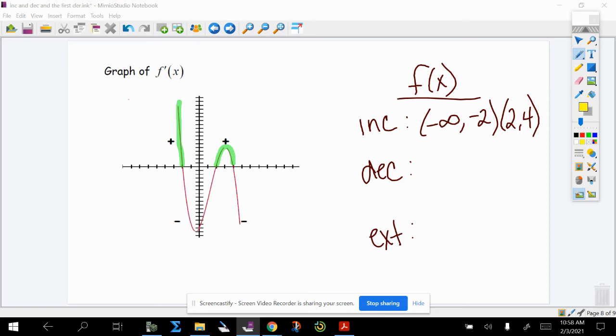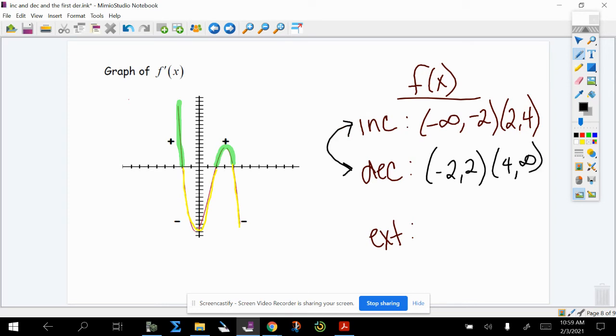Then decreasing would be everything that's underneath because that's where the derivative is negative. So kind of color code this one. So in this case, I am decreasing from negative 2 to positive 2, and then again from 4 to infinity. These two answers should encompass the entire, in this case, the entire number line. If it's a certain interval, it should encompass the entire interval.